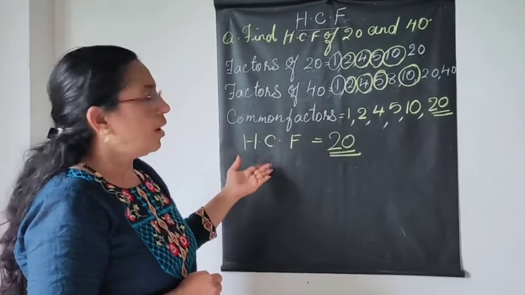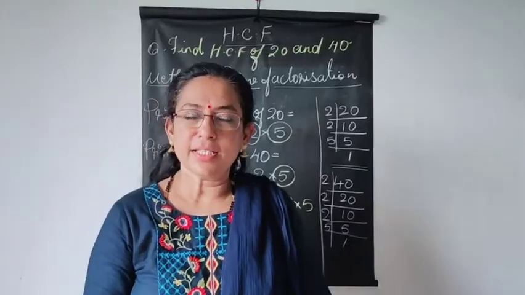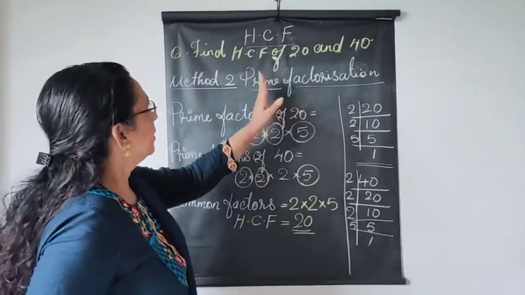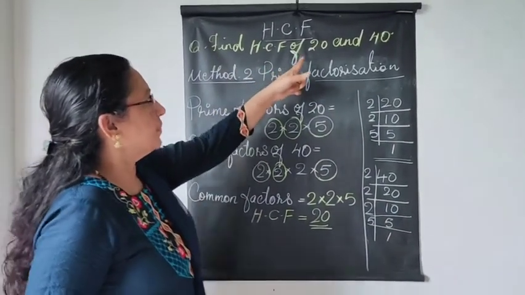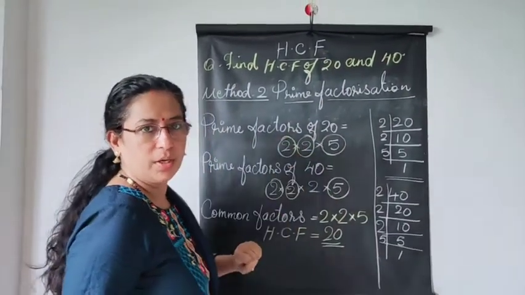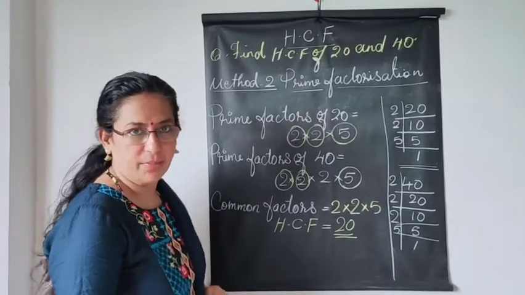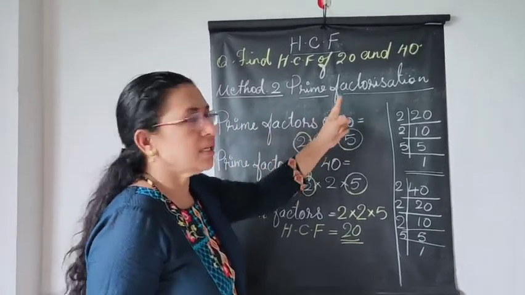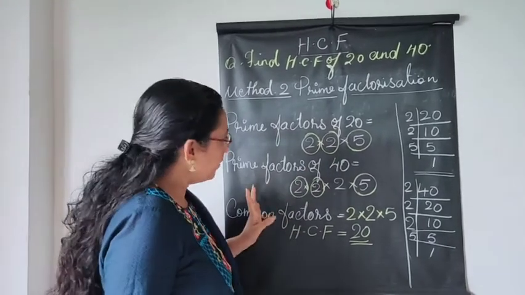How can we find out HCF? Okay. Next, prime factorization method. See the question, the same question, 20 and 40. The solution: how to do? By prime factorization method, we have to find out the prime factors of 20 and the prime factors of 40.